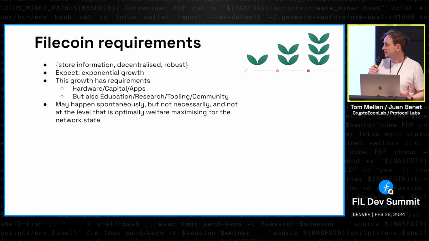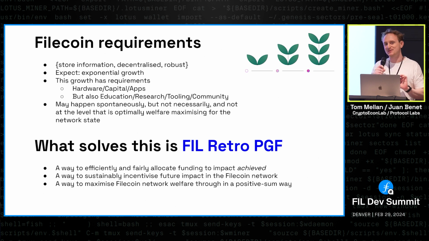Now, this growth has requirements in the Filecoin network: hardware, capital, apps, but it also requires education, tooling, research, and community. These things happen spontaneously, and that's great, but that's not something we should rely on. And that level of spontaneity is not necessarily what's optimal. This is why retroactive public goods funding is so important, because it really boosts this in a way that can benefit the welfare of the whole network. So that's precisely what FIL RetroPGF solves for.